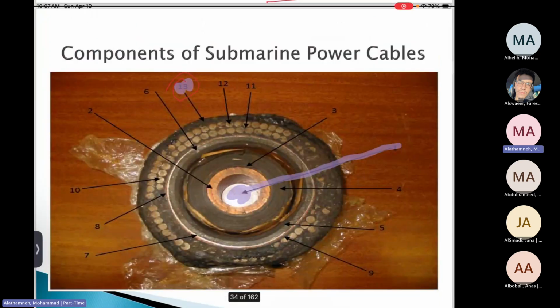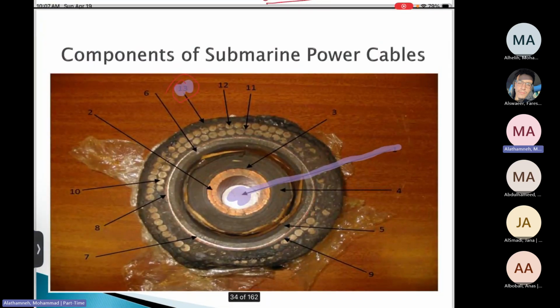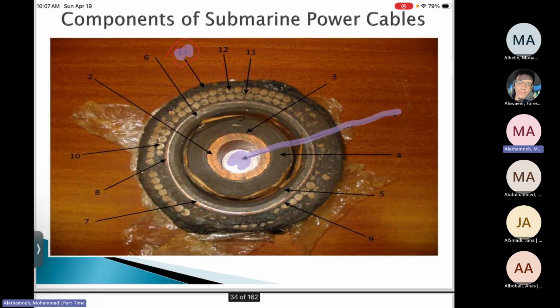Okay, so today's topic is we will continue on the submarine power cables. Submarine power cables are used, as the name suggests, under the sea. For example, in Jordan, we have the connection between Aqaba and Taba. This is a single phase submarine cable. This is the side view of it.